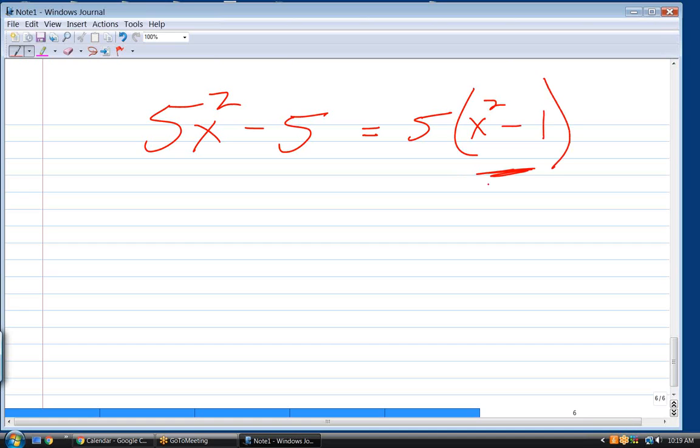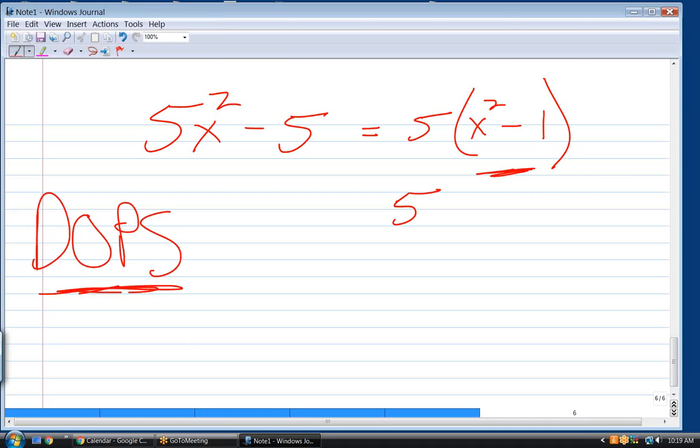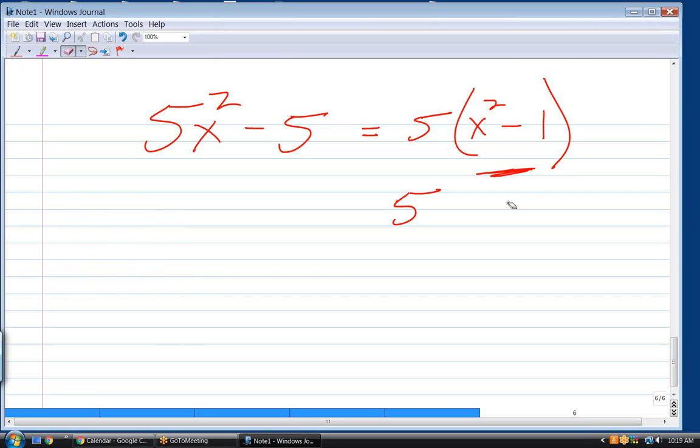Now, notice what that's called. What's the name of that? It's helpful to memorize the name of this because you're supposed to be able to recognize it whenever you see it. Difference of perfect squares. Remember that. Okay? And so how does it factor?